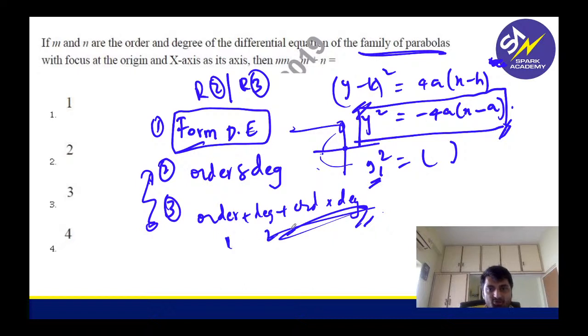So 1, 2 plus 1 into 2. Something of that sort, right? So he asked mn minus m plus n. So I think answer will be 1, guys. Mn minus m plus n they have asked. So I think they have asked m into n will be 2 minus 1 plus 2. So 4 minus 1, 3 I think should be the answer here.